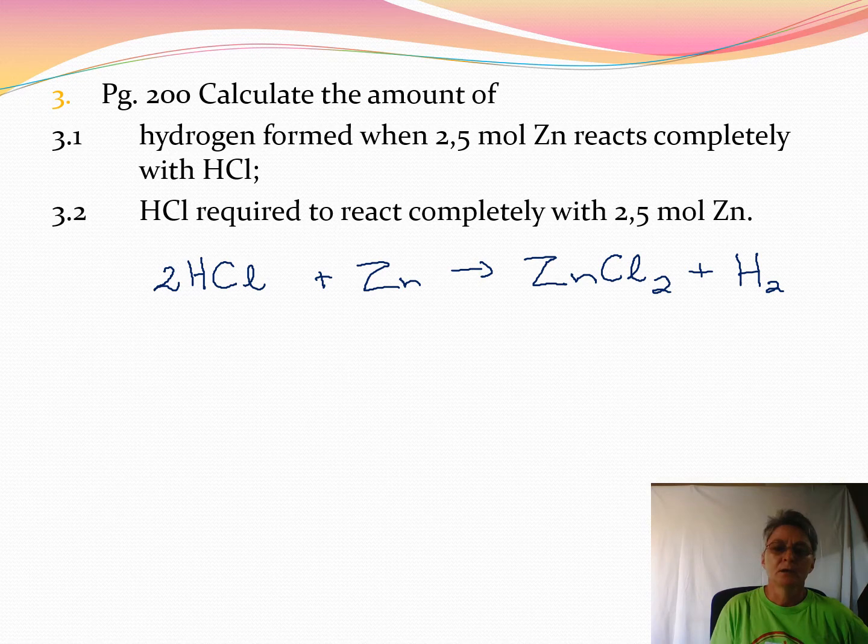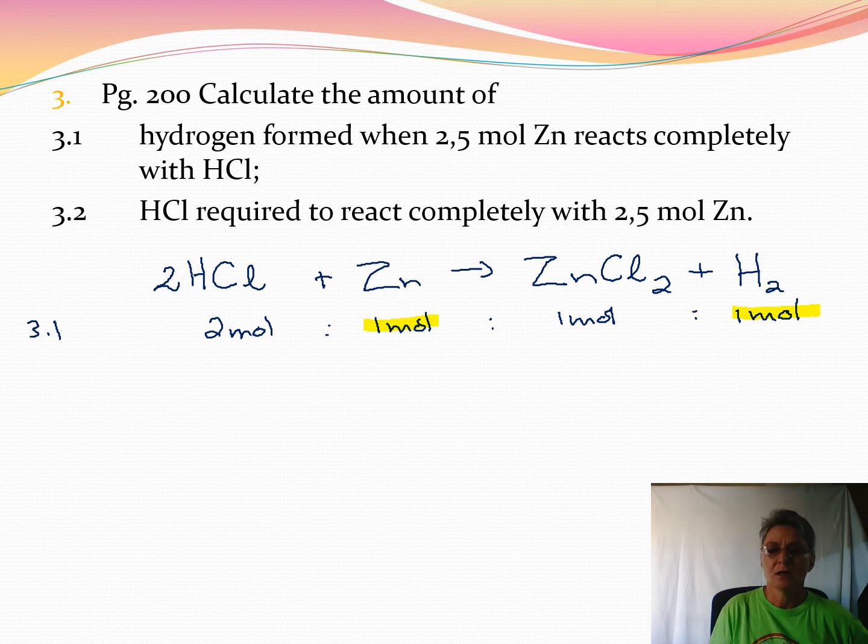So, to be able to answer question 3.1, you need the mole ratio. 2 moles of hydrogen chloride will react with 1 mole of zinc to form 1 mole of zinc chloride and 1 mole of hydrogen. And what is of interest in this question is the mole zinc to the mole hydrogen ratio. So if you have 2.5 moles zinc to start off with, it will form 2.5 mole of hydrogen.